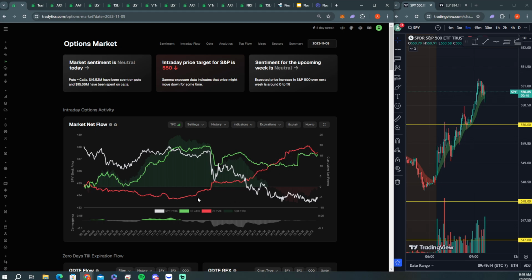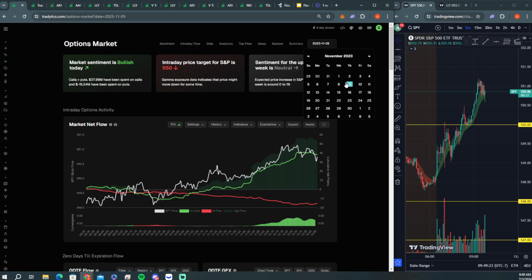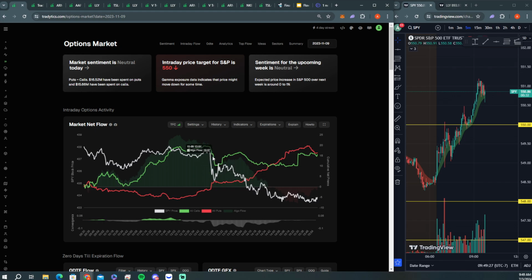But you can kind of gauge where the market's going to be reversing in an example like this because calls are above. But you can see puts climbing. Oh, it went away. But you can see here where puts started to climb, and then we saw the reversal in the market.